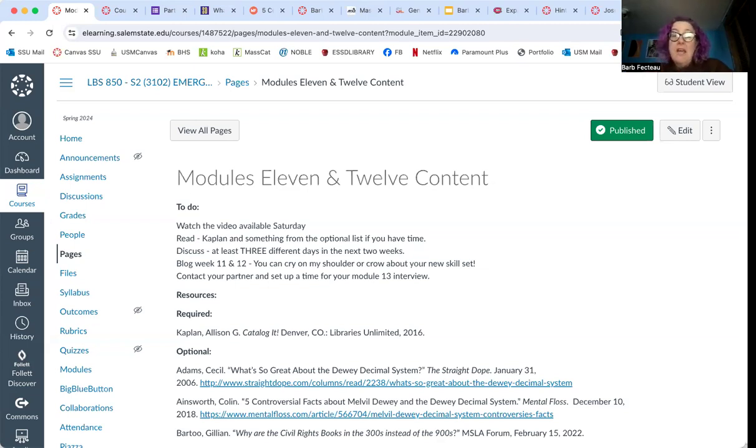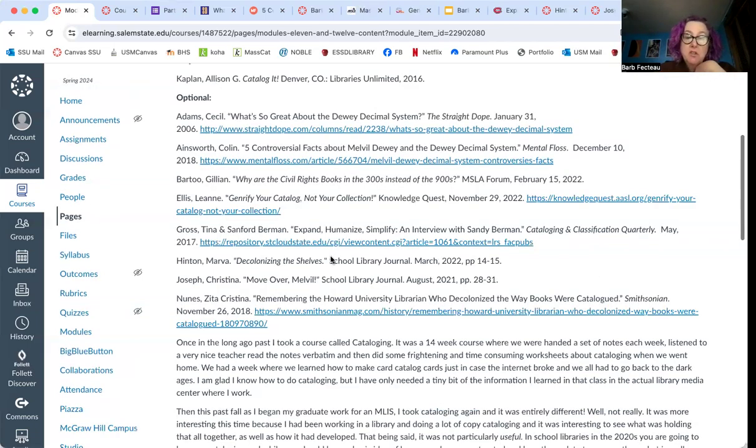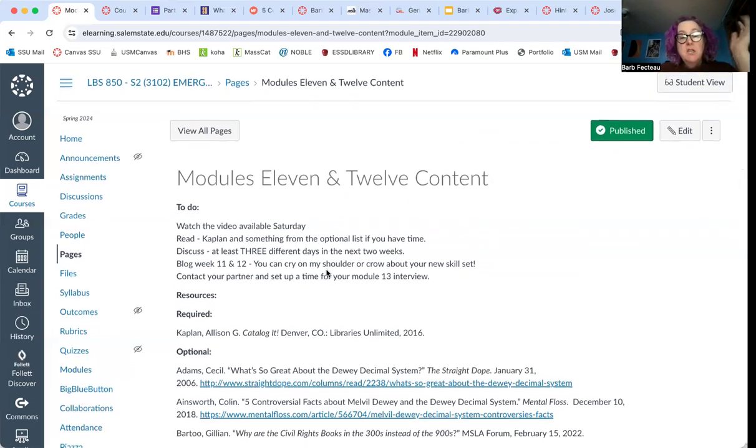And when I say we're looking at cataloging, what I mean is you should have a copy of Catalog It by Kaplan, and you're going to read the damn thing. That's it. I know it's not very exciting, but it is interesting, I have to say. So I'm going to ask you to read the page. All the information you need to know is there.